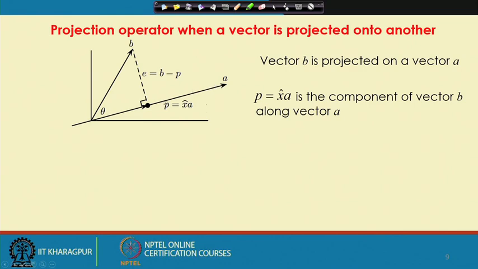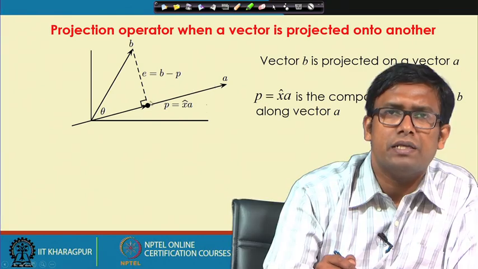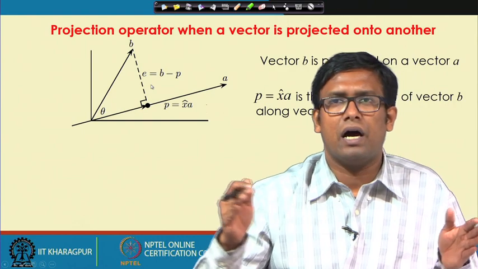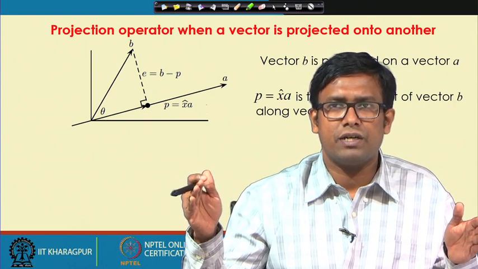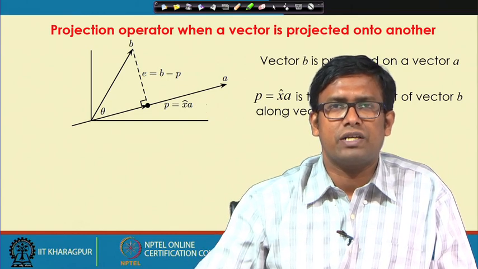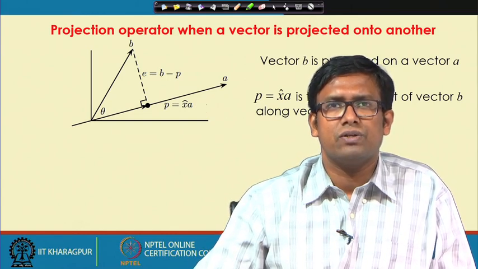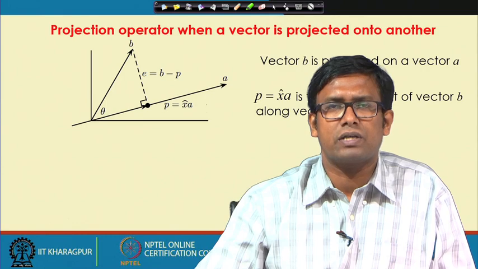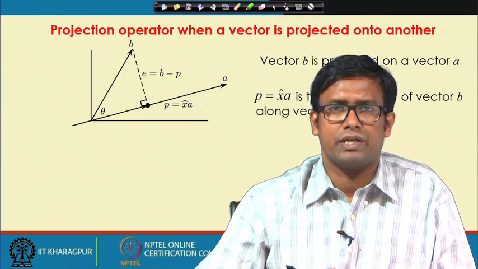So, it is only A multiplied by a certain constant; it is either a stretched version of vector A or a shrunk version of vector A. So, vector A is either magnified or shrunk. So, we multiply a constant, a scalar, with vector A, and we should get the projection.